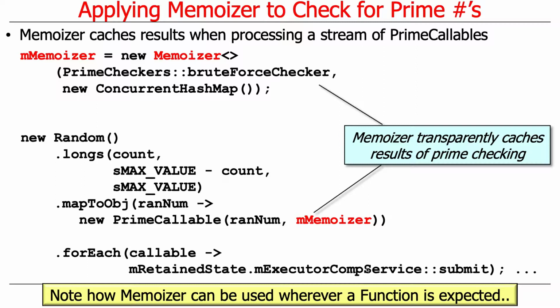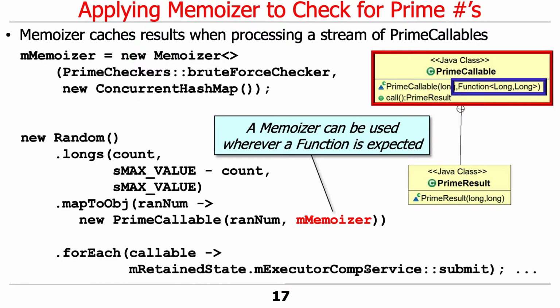This Memoizer is going to transparently cache the results of the prime checking, because that's using the brute force checker. Notice how this Memoizer can be used wherever a function is expected. In particular, you can see that PrimeCallable expects a function. Originally we could have just passed in the brute force checker if we'd wanted to. But by using a Memoizer, we do the brute force check only when this implementation doesn't find that random number already in the Memoizer's cache.